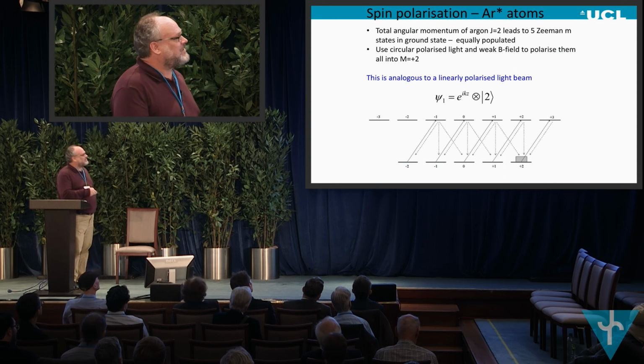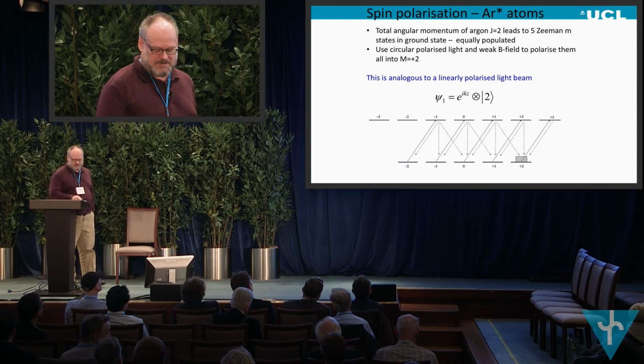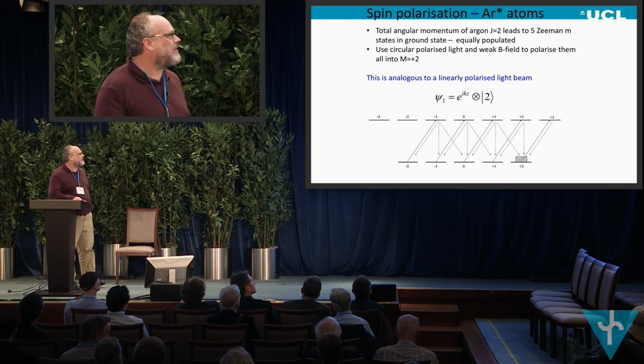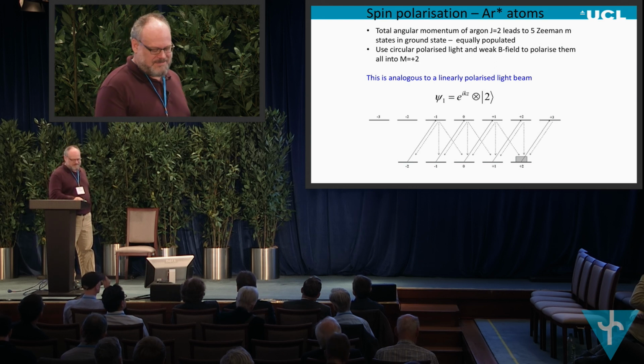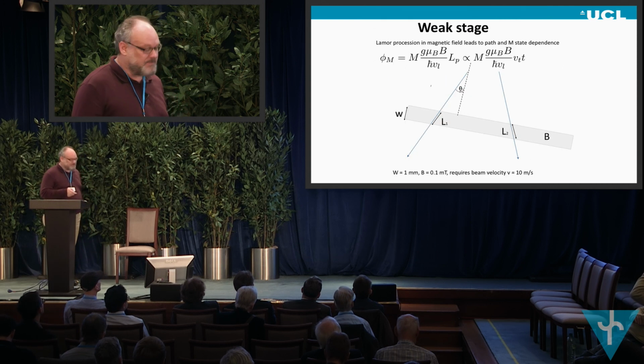And this is analogous to essentially starting off with a linearly polarized light beam, except it's a kind of linearly polarized atomic beam. Of course, polarization is a bit more complicated because essentially there are 5 states rather than 2, horizontal and vertical.